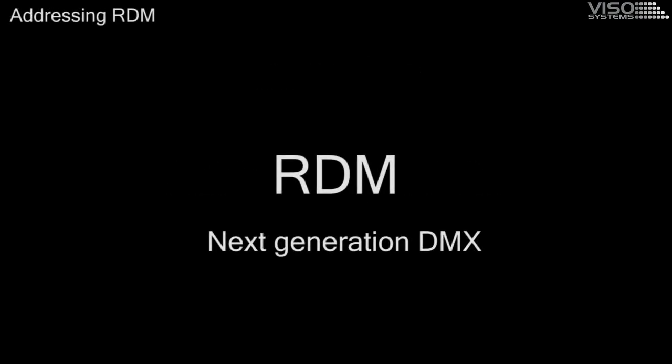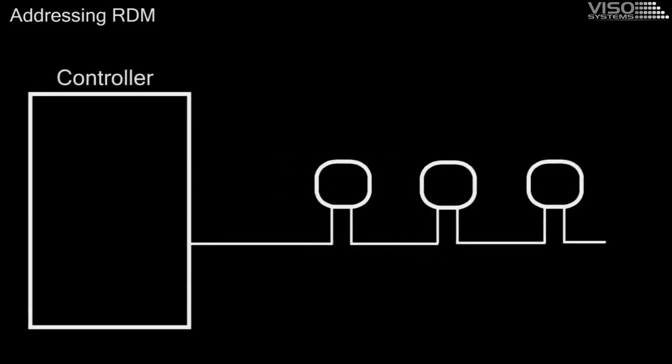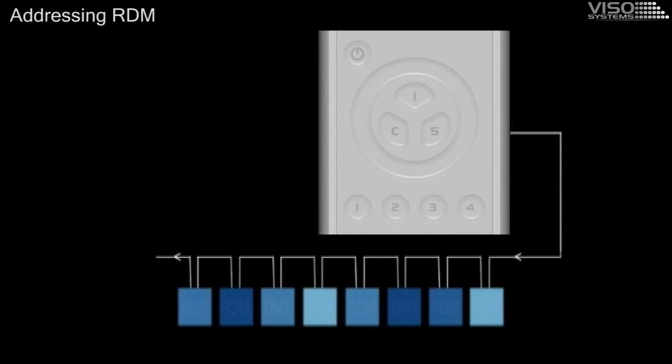RDM is the next generation of DMX. RDM simplifies the way of addressing fixtures, as addresses can be set remotely by the controller on fixtures supporting RDM, eliminating the time-consuming process of addressing each fixture physically. Please note that fixtures using DMX and RDM can work together on the same data line without any problem.